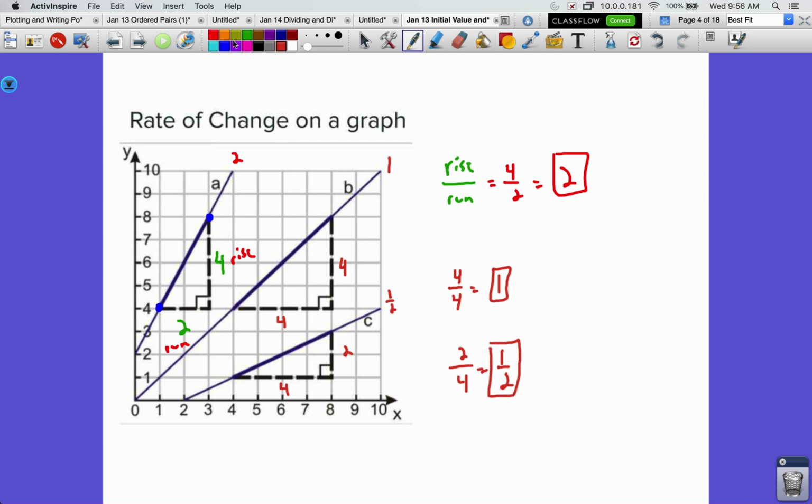So you might notice that larger slopes are steeper. This line is steeper than this one. If I was to actually try to walk along this line, it'd be a lot harder because I'm going uphill much faster than this one.